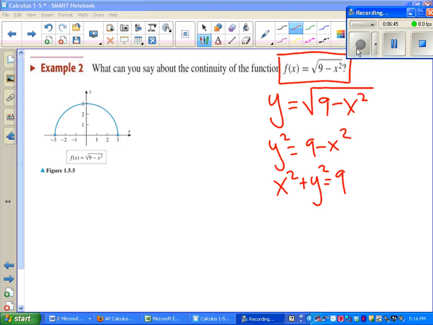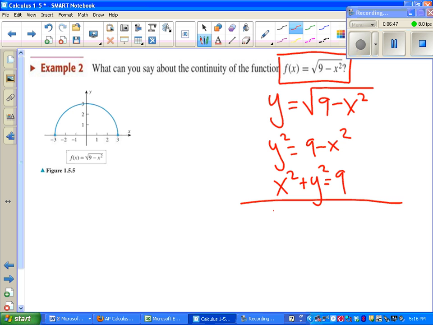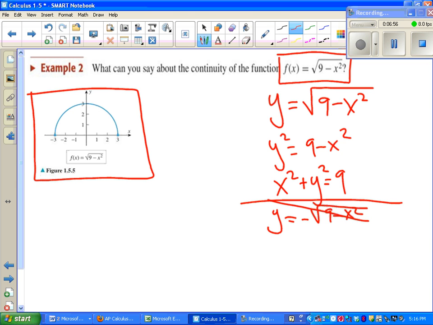To get the bottom half of the circle, we would have had to have y equals negative the square root of 9 minus x squared. That's how we get this graph over here, top half of a circle. And just looking at that circle, we can say that it looks like it's continuous starting at negative 3 and stopping at positive 3. So we say continuous on negative 3 to 3. And those are x values. We always talk about x values when we're talking about continuous. We want to know what values of x work.